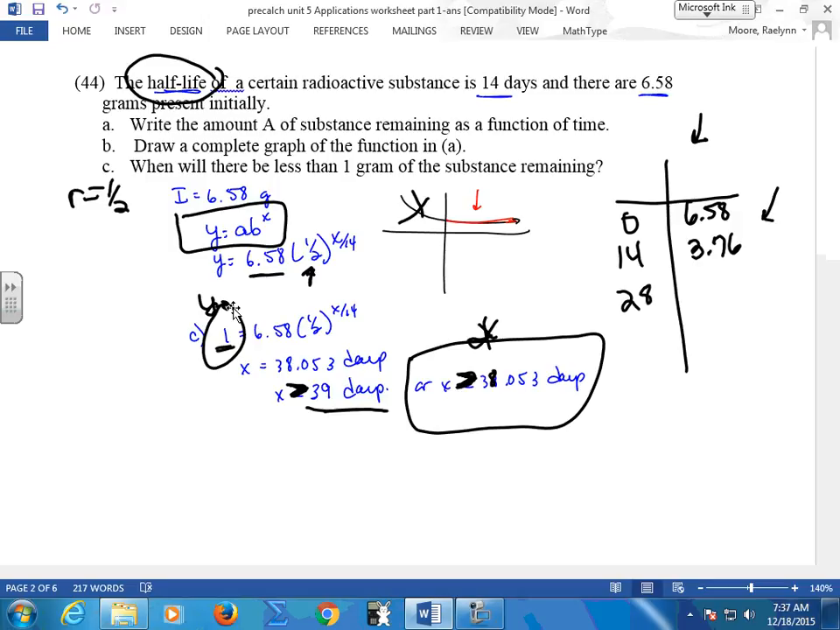Hold on, wait, can I just skip it? What was the point of intersection? It was this x value, comma 1.